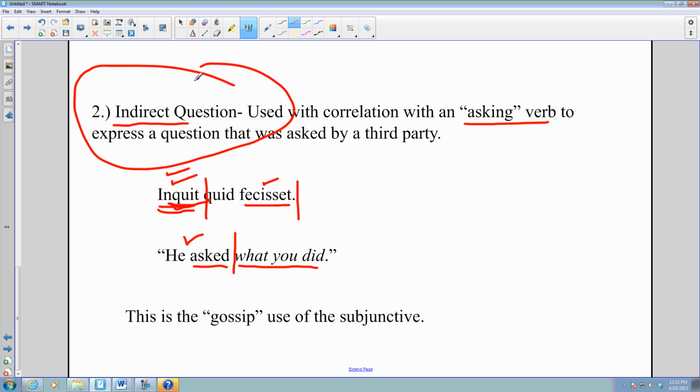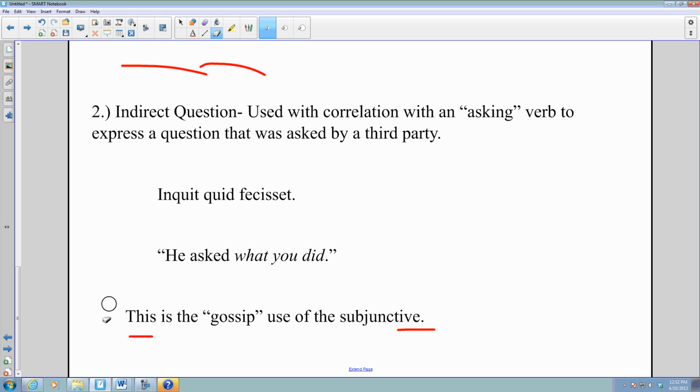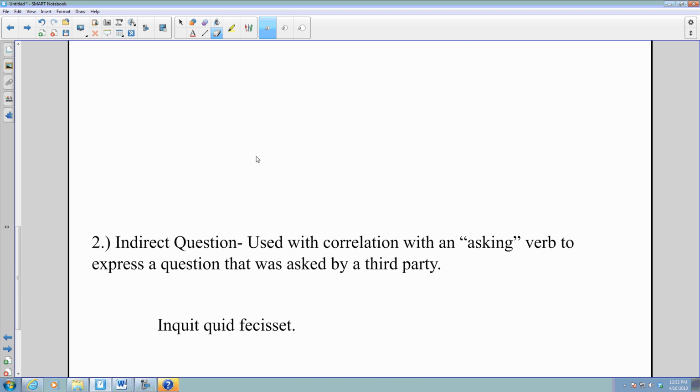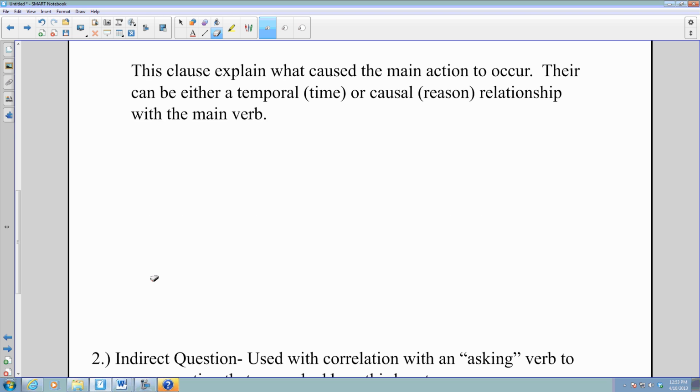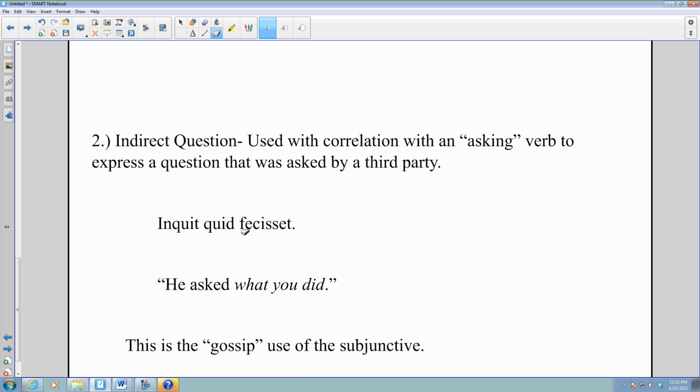This indirect question is kind of the gossip use of the subjunctive. You're repeating what somebody else said, but you're not repeating it word for word. So you can add or subtract a little bit to help your own cause if you want to, if you're repeating what somebody asked. So that's the indirect question. So two ways that we can use it. Cum clause, which is either a temporal or a causal relationship with the main clause, or the indirect question, which is just a summary of a question that was already asked by a third party.